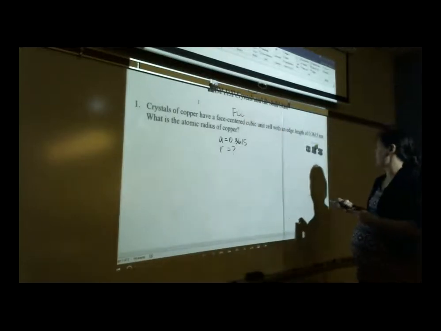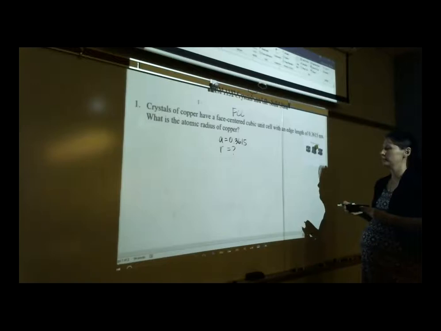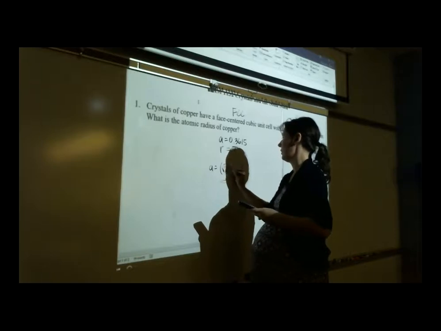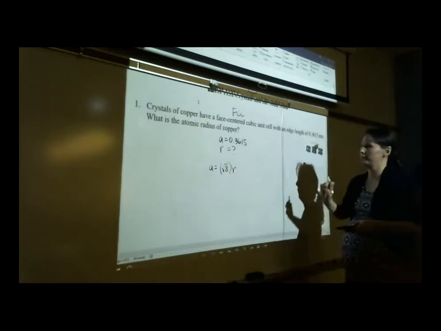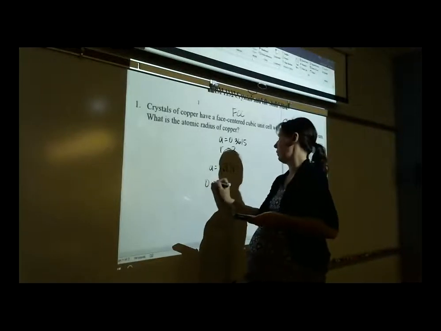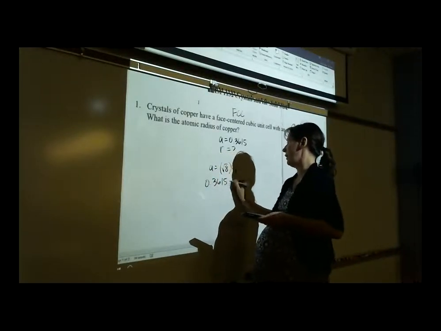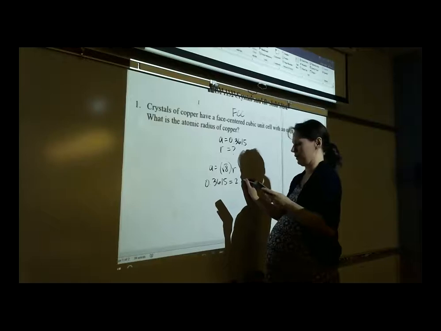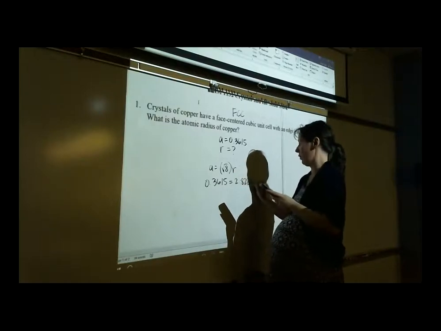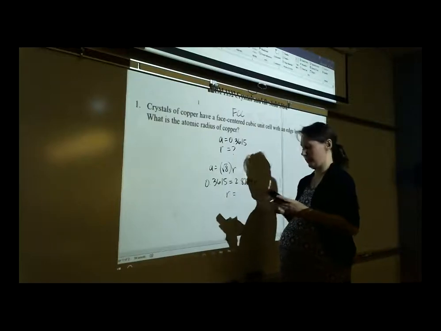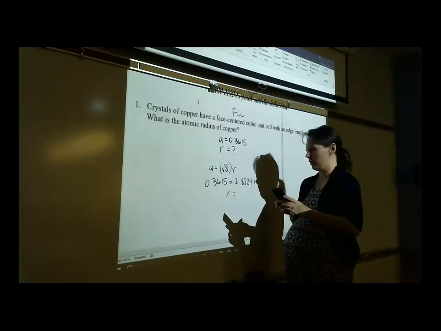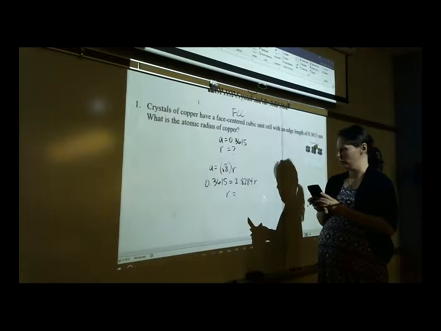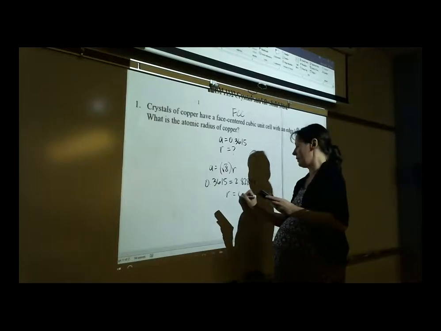So what's the relationship in FCC? A is equal to square root of 8 times R, right? That's our handout. So we're plugging it in. 0.3615 is equal to, what is the square root of 8? 2.8284R. So R would be this divided by this, right? 0.3615 divided by 2.8284.